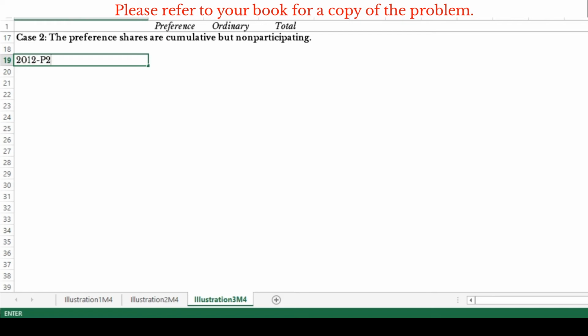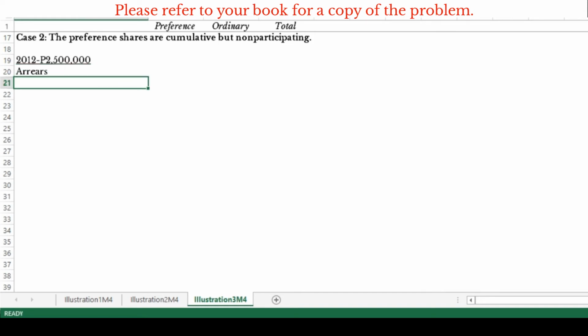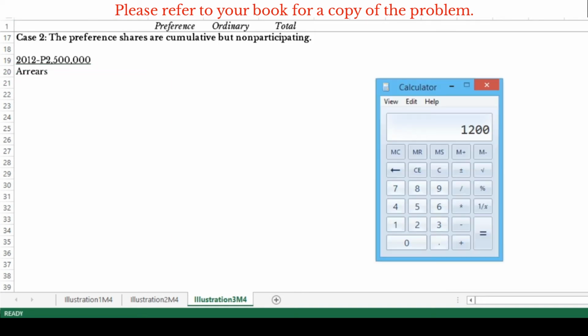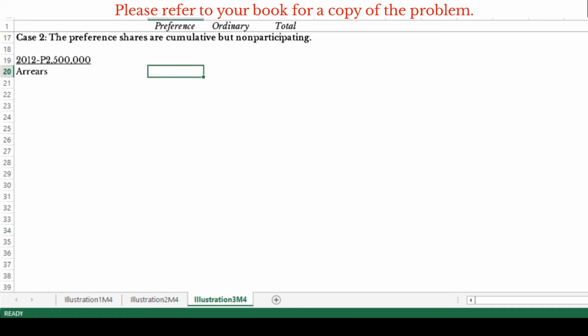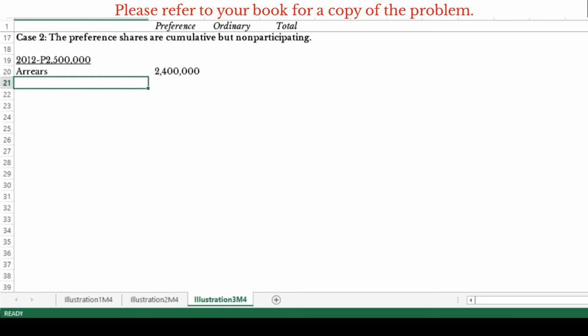Again, we declared 2.5 million of dividends. Okay, so una natin babayaran yung arrears, which is for 2 years daw sa preference shares. So if we have 1.2 million per year na dividends ng preference shares and arrears siya in 2 years, so may utang tayo sa preference shares na 2.4 million. So babayaran muna natin yon kasi siya ay cumulative. After that, tsaka natin babayaran yung current year.